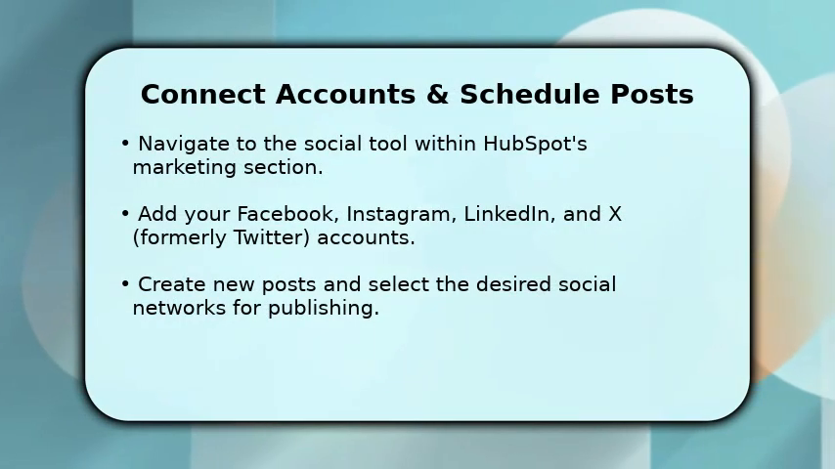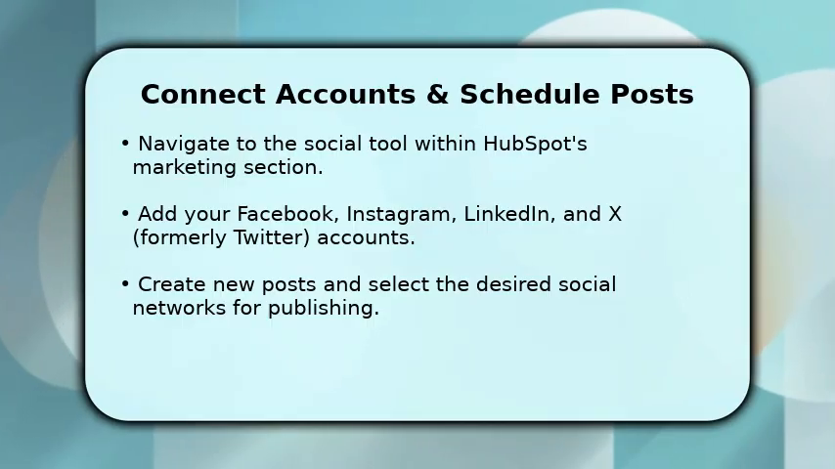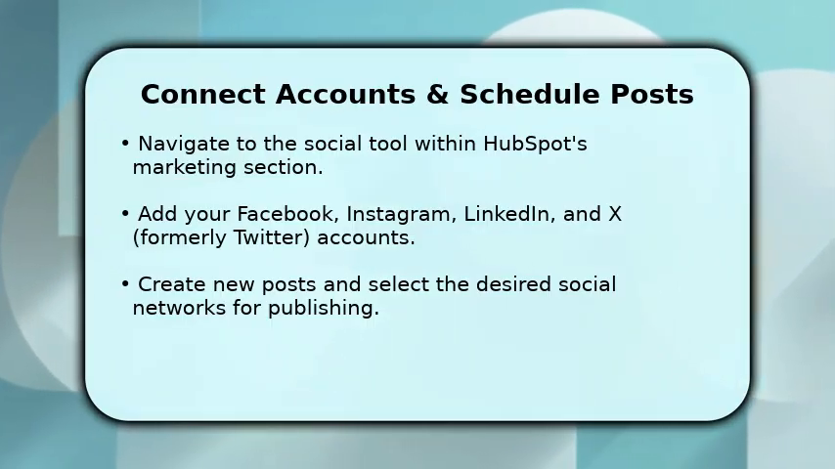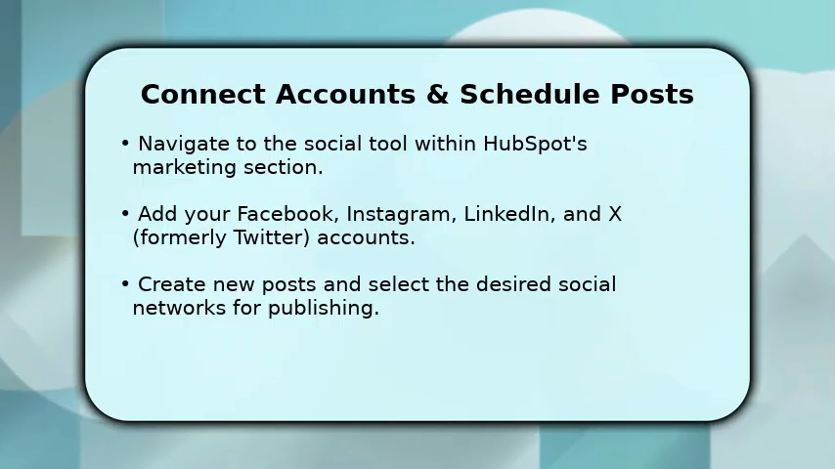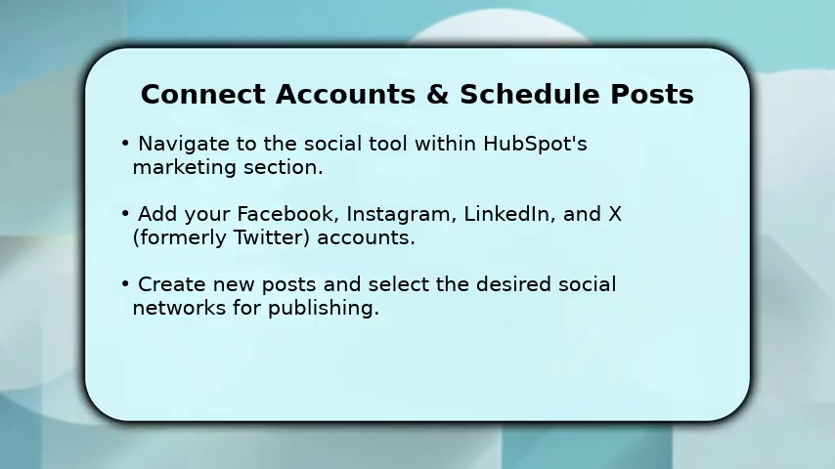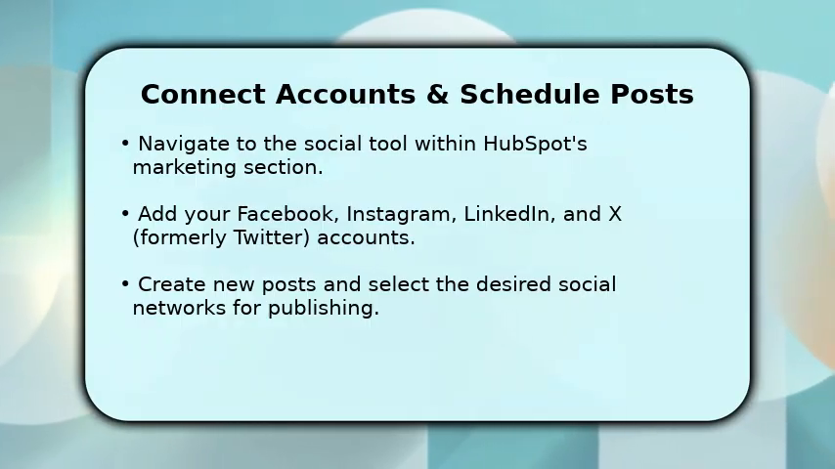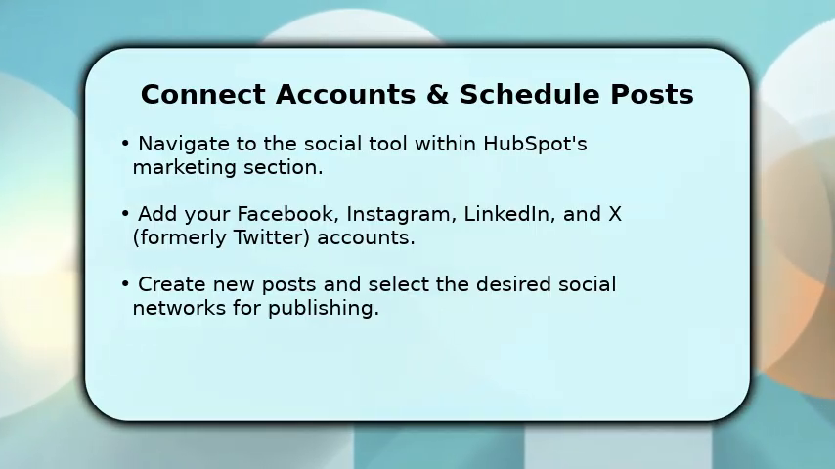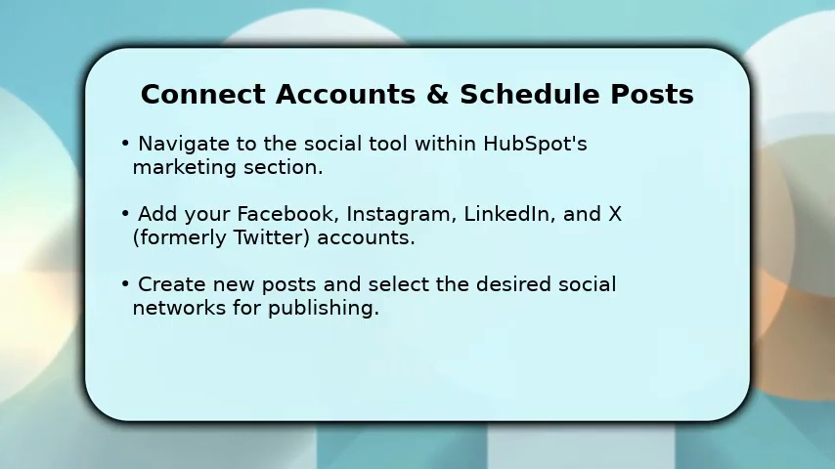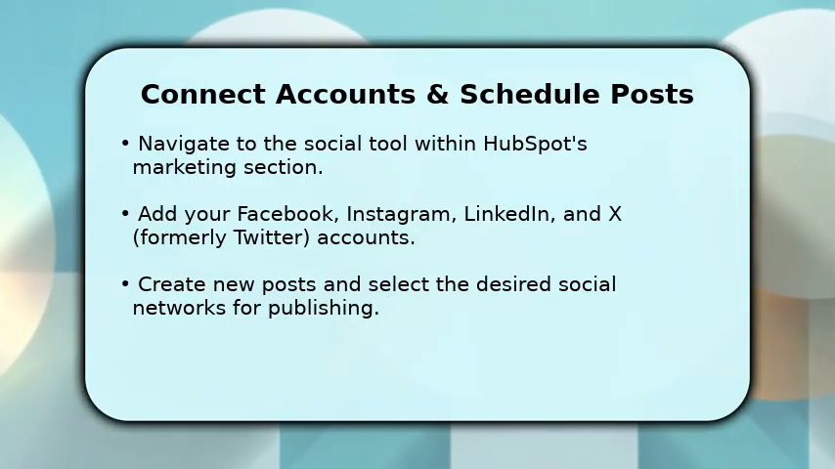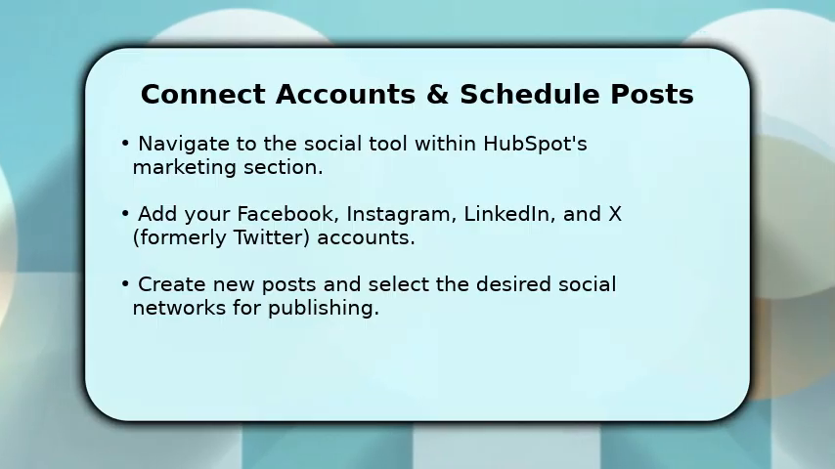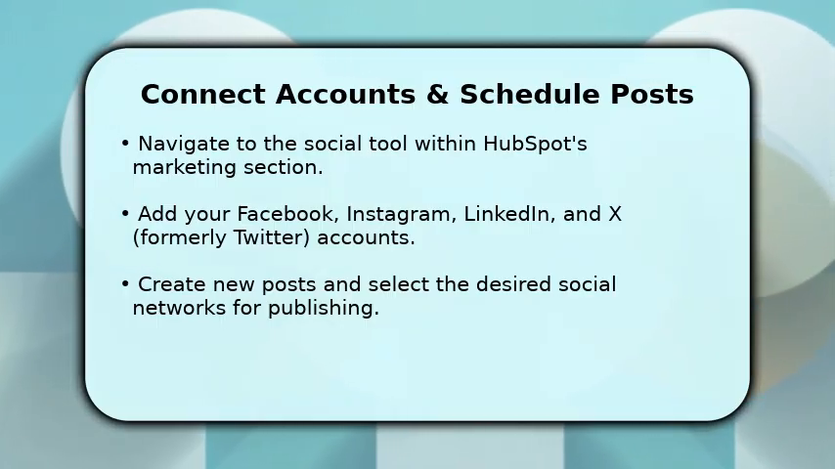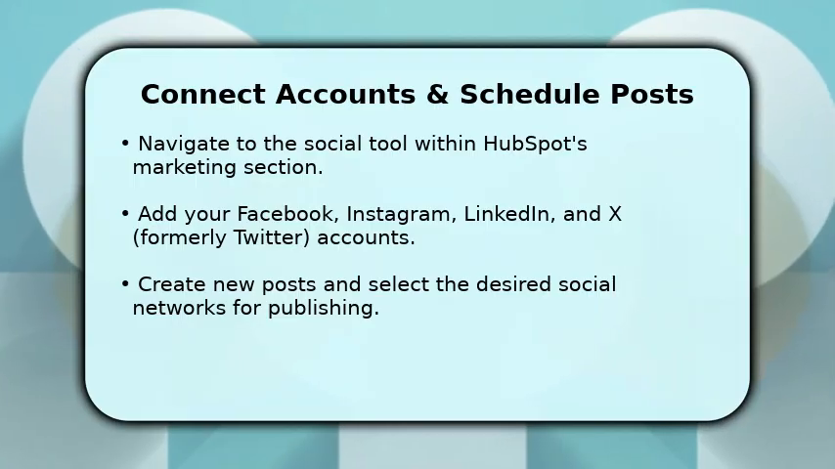Getting started is simple. First, head over to the social tool located in your HubSpot Marketing Hub. From there, you can easily connect all your essential social media accounts, including Facebook, Instagram, LinkedIn, and X. Once connected, you can craft your posts, select the platforms where you want them to appear, and then schedule them for precise dates and times. This ensures your content reaches your audience exactly when it's most impactful, all from one convenient spot.